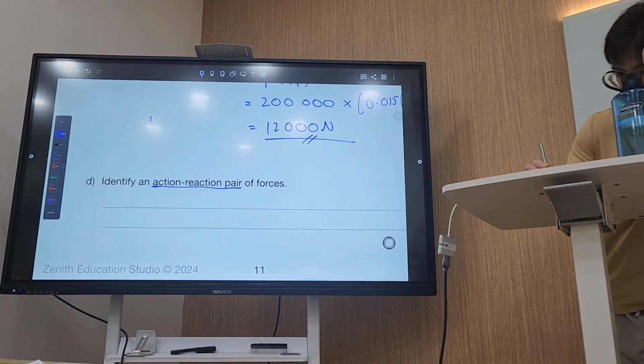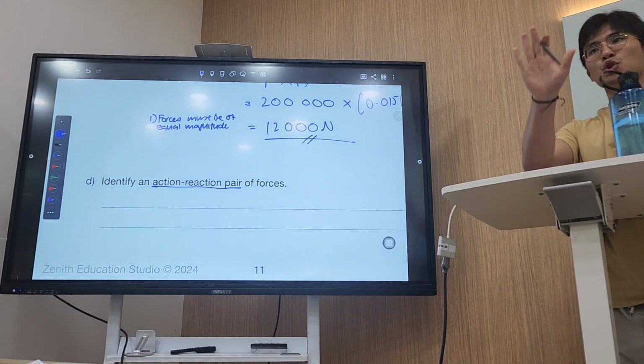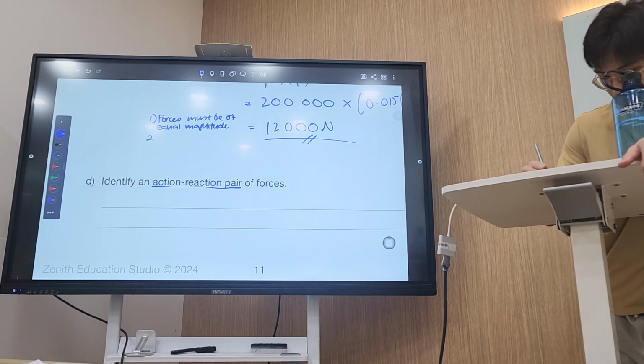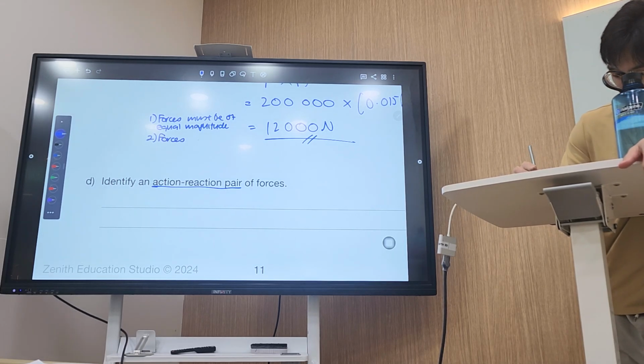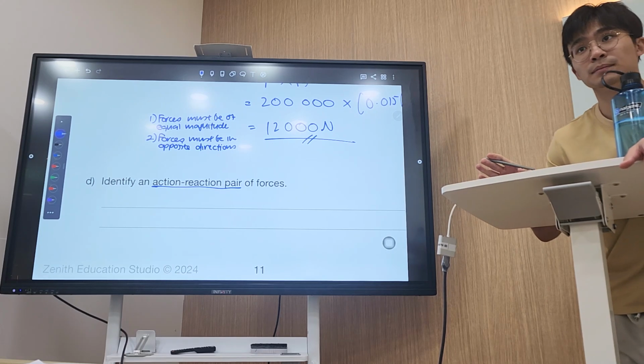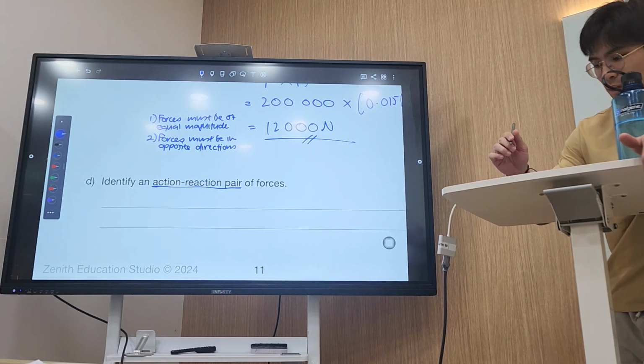Number 1. Forces must be of equal magnitude. If I push you, I also feel the force. That's the action reaction pair. Second criteria: forces must be in opposite directions. Up to this point it's okay, right? Relatively easy to understand, I think. Equal magnitude, opposite directions.